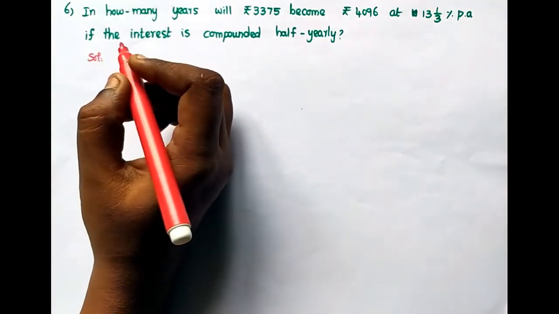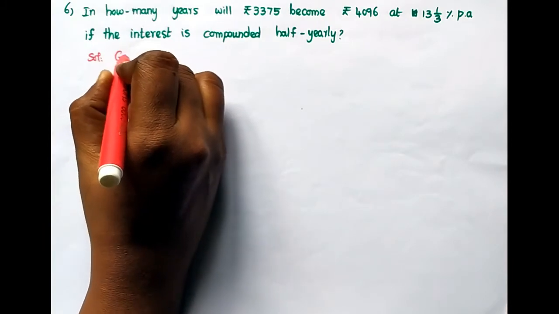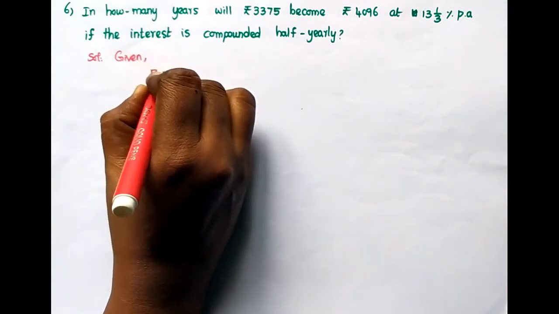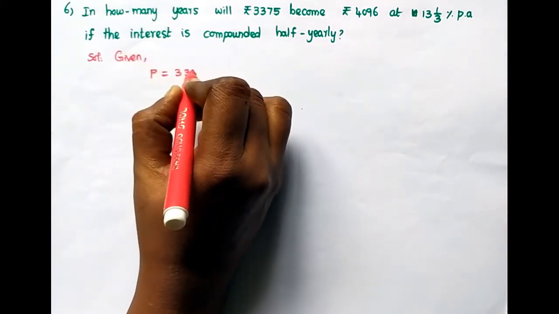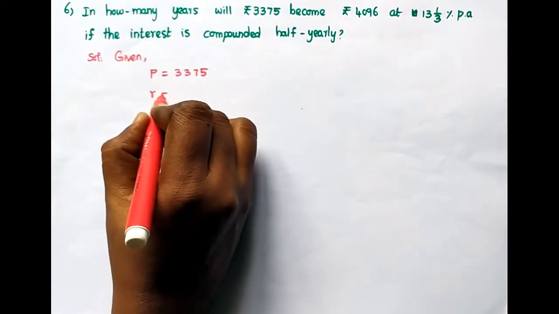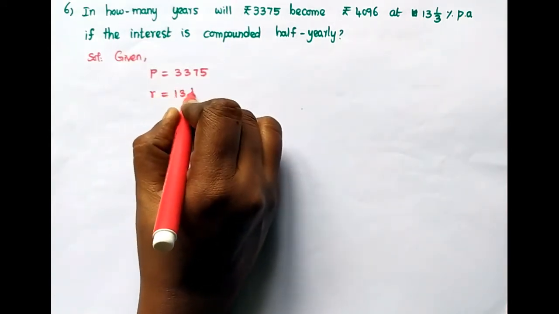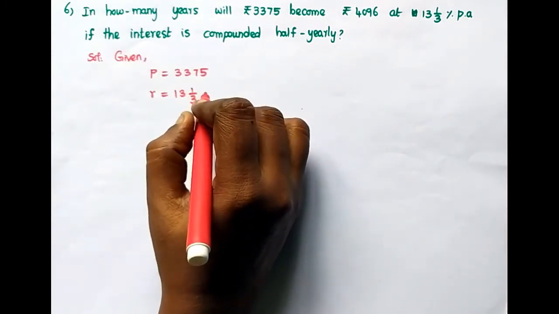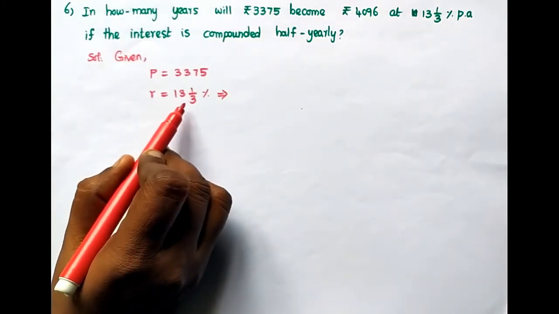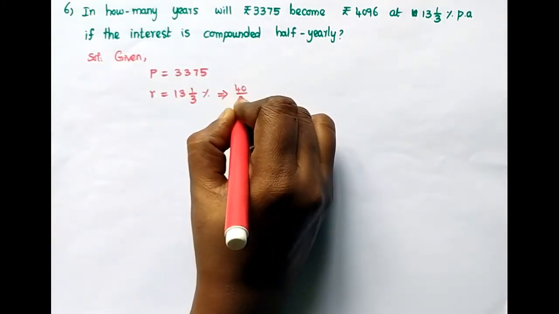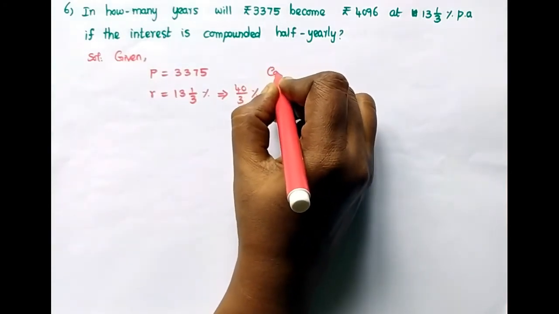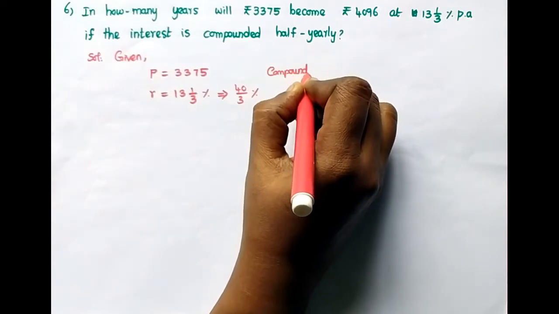Listen, first write down what they given. Given principal equal to 3375 and rate of interest 13 1/3%. That means 13 3s are 39 plus 1, 40 divided by 3%. Here compounded half yearly.